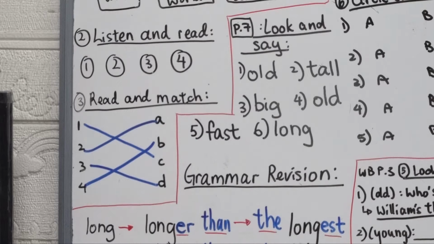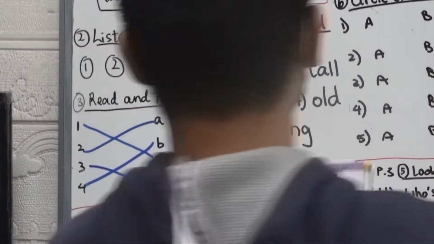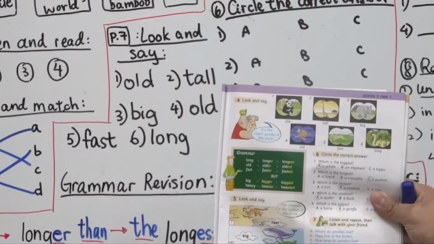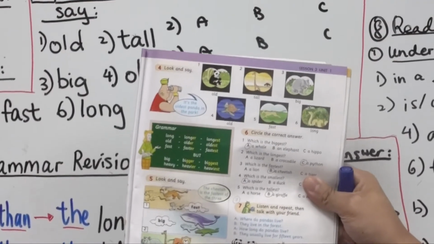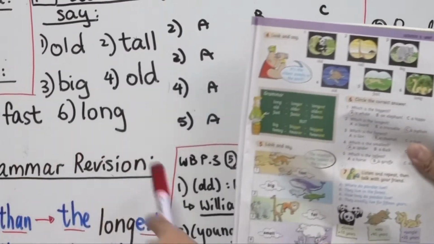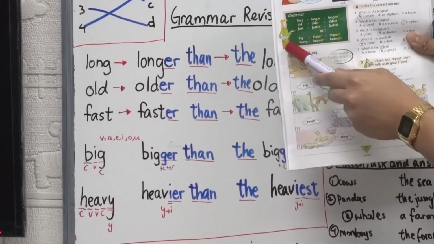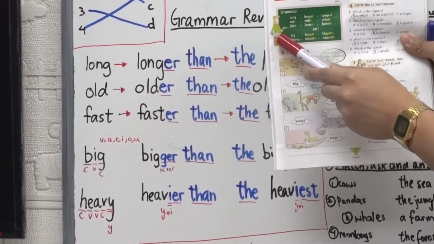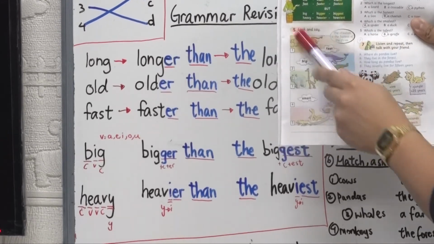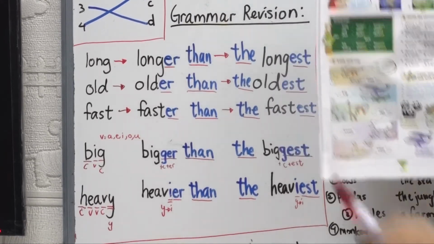Alright, so moving on to page 7, right? On page 7, before we do the exercise, let's go to over here, okay? The grammar revision. Where can you find the grammar revision? Over here. You see the girl teacher, right? The teacher over here and the blackboard, right? We'll pay attention to this one.